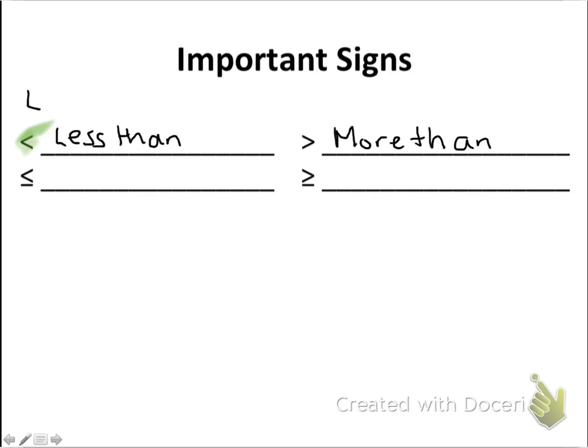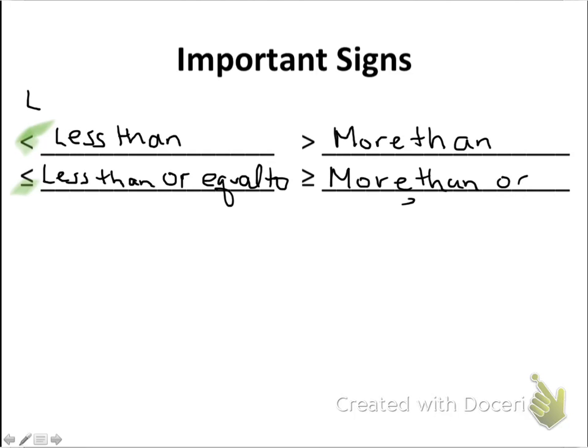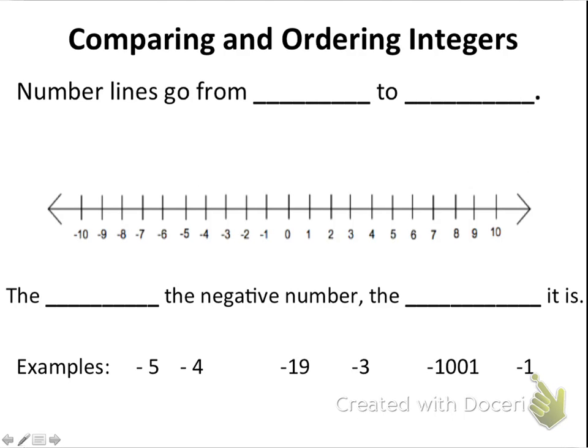These next two are new. When a symbol has this line underneath, that means that it can either be less than or equal to. All right, this one is the other way, so this is more than or equal to. After you've gotten those written down, continue on to the next slide.